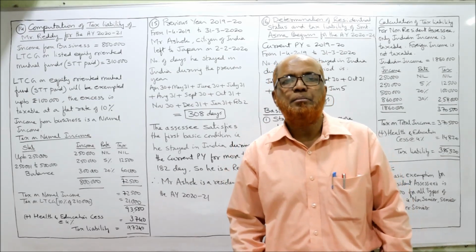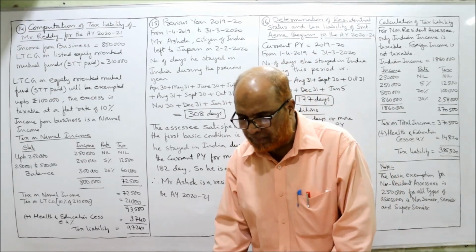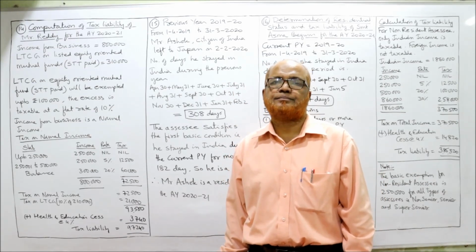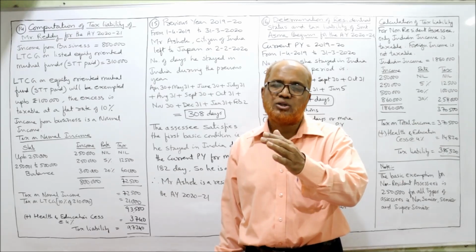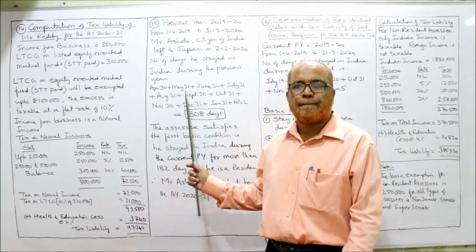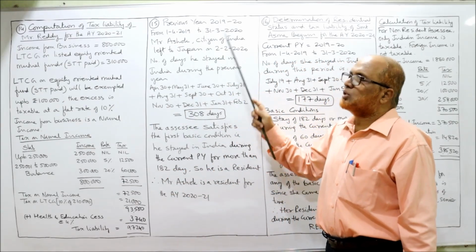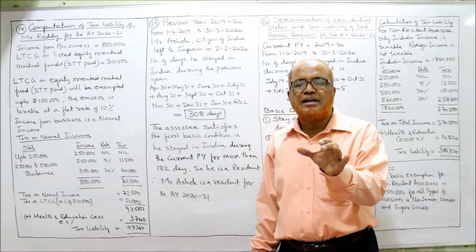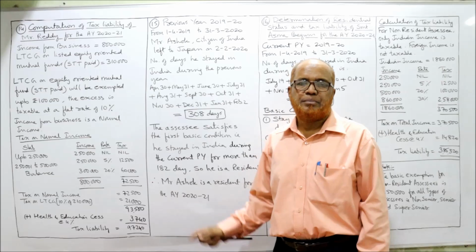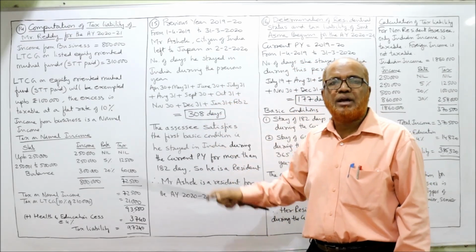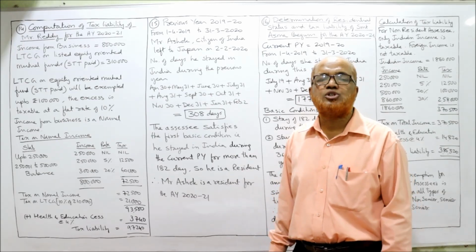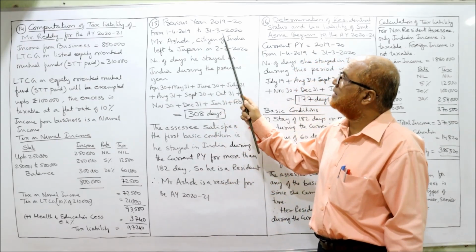So in our problem, Mr. Ashok left for Japan on 2nd February 2020. So during the previous year how many days has he stayed? Our current assessment year is 2021, so the previous year is 2019-20. It will begin from 1st April 2019 and end on 31st March 2020. This is the previous year.